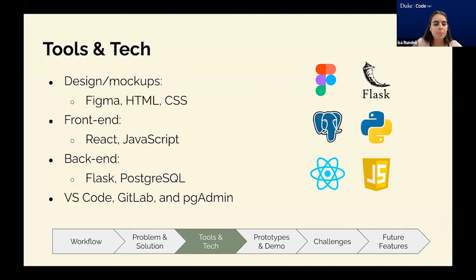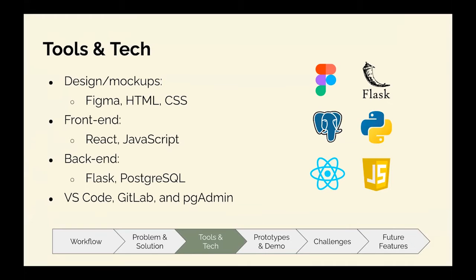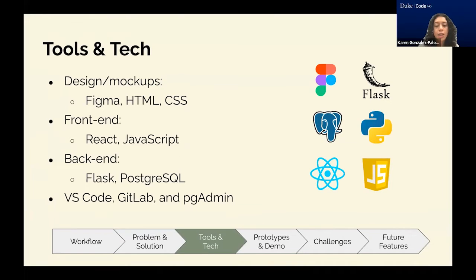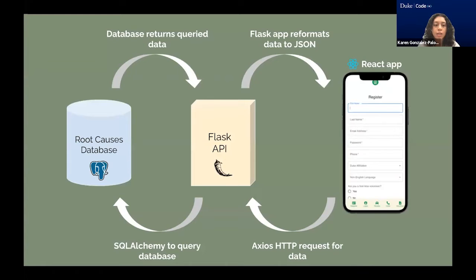Thank you, Isa. So we use a variety of tools to help us accomplish this. For our design, we use Figma, and our mockups were in HTML and CSS. Our front end used React and JavaScript. Our backend used Flask and a Postgres database. We use VS Code as a text editor, GitLab, and pgAdmin to view our database.